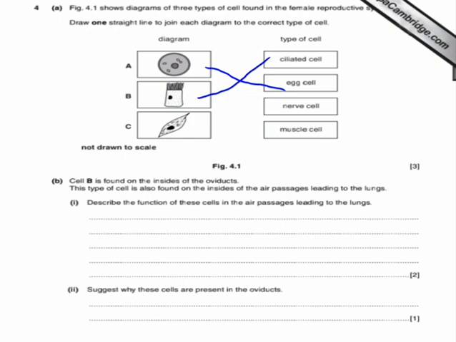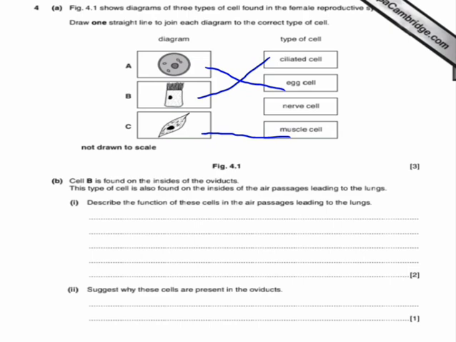Then apart from that one, this one here, which is C, it is the muscle cell. So in this case, where is our muscle cell? The muscle cell, it is here. So I'm going to draw a straight line coming from the diagram of the muscle, pointing at this point here, okay? So now as you can see, the only cell which is remaining is the nerve cell.